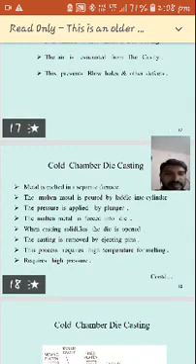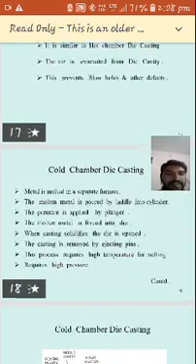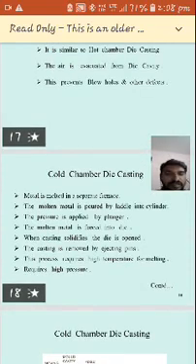Casting is removed by ejecting pins. This process requires high temperature for melting. It requires high pressure.